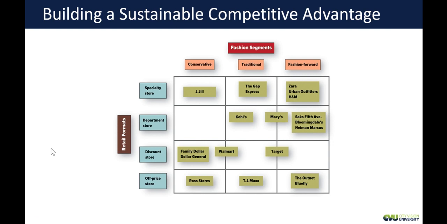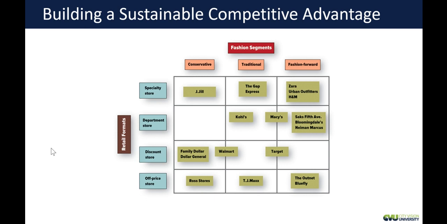So one way we can look at this is to define our retail formats. We have the retail formats going vertically, and then the fashion segments are our horizontal. When we talk about our fashion segments, maybe we have a conservative group, a traditional group, and a fashion forward group. And our retail formats are our specialty stores, department stores, discount stores, and off-price. So part of understanding our competitive advantages is asking, how do we match our retail format to the group that we need?